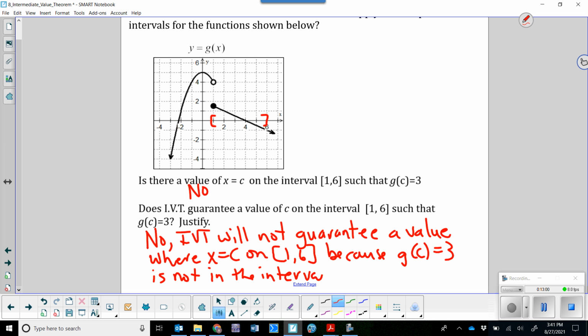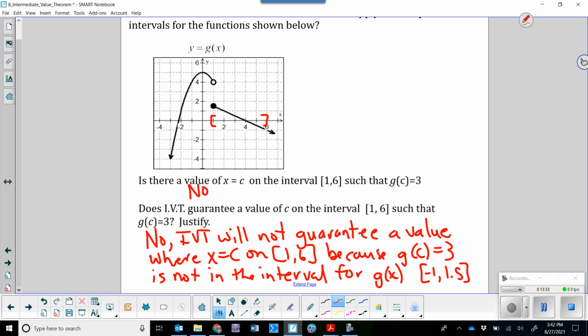And the interval would be, and we can say for g of x, g of x only goes from 1 to 6. We go from about 1.5, and then at 6 is -1, because g of x goes from -1 to about 1.5. And g of c is not in that interval. Okay, so 3 is not in the interval. That's the reason that one doesn't have it.